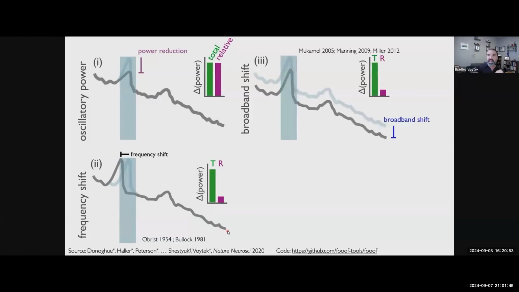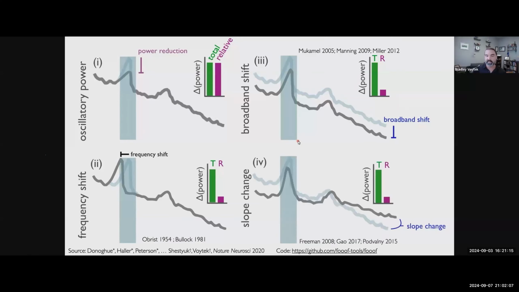Or alternatively, we also know that the entire power spectrum can shift up or down. What Kai Miller and other folks have adopted as these broadband spectral shifts. Again, if I'm only looking at this 8 to 12 hertz alpha window, it'll appear as though my alpha power has dropped, but that's not really the best way of describing it. Technically, yes, I have less power in the alpha range, but I also have less power at every frequency in my signal.